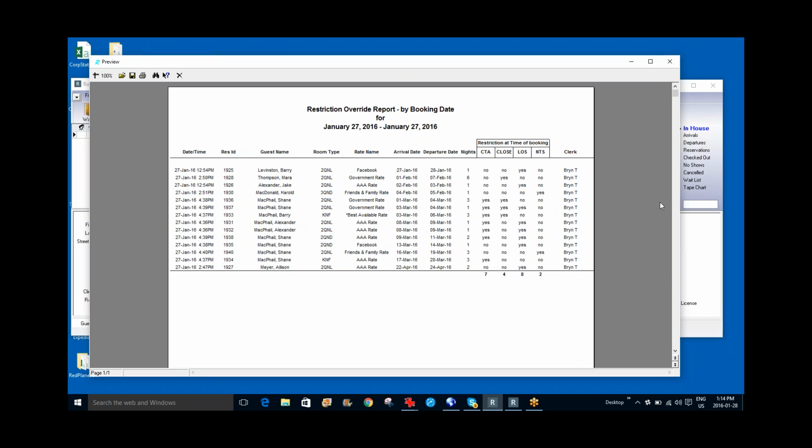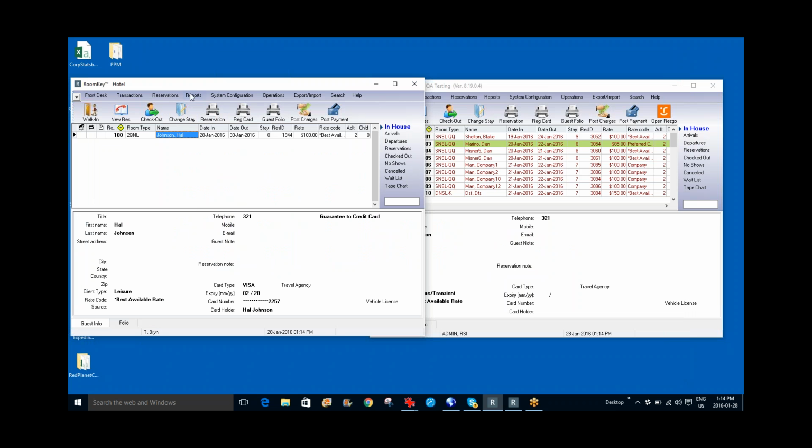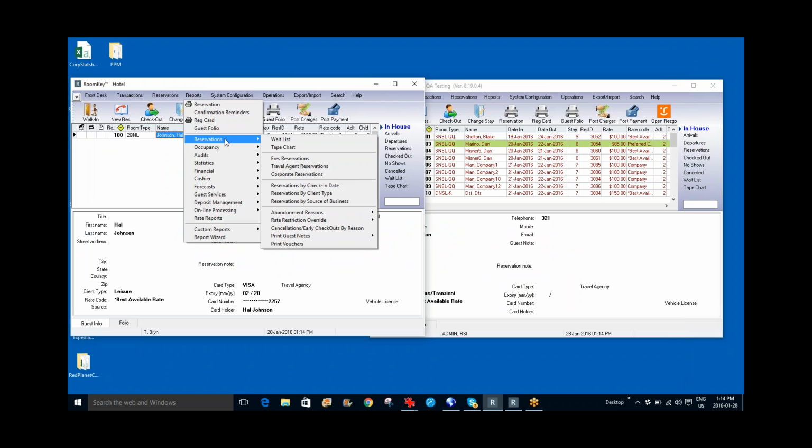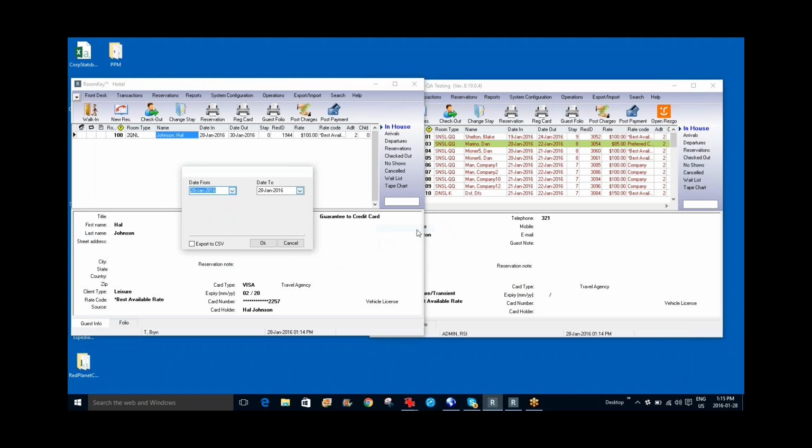Does this report respect that too? The restriction, it does. Yeah, and the nice thing we did was if you use the restriction override login and the manager logs in, it shows their name instead, which we did. So the next one is going to be reports, reservations, rate restriction override by arrival date.